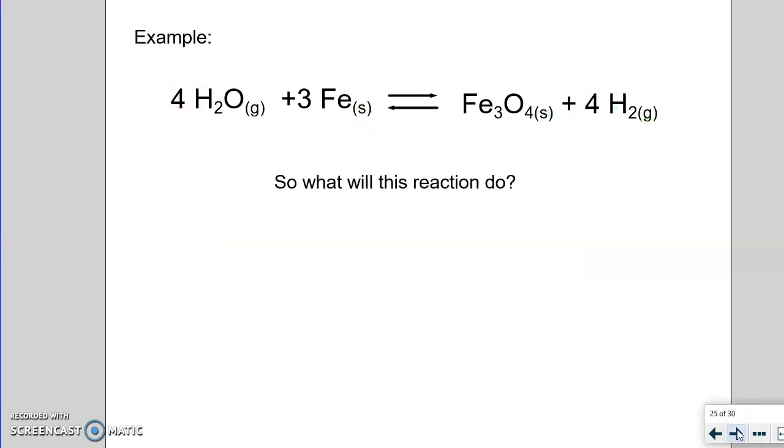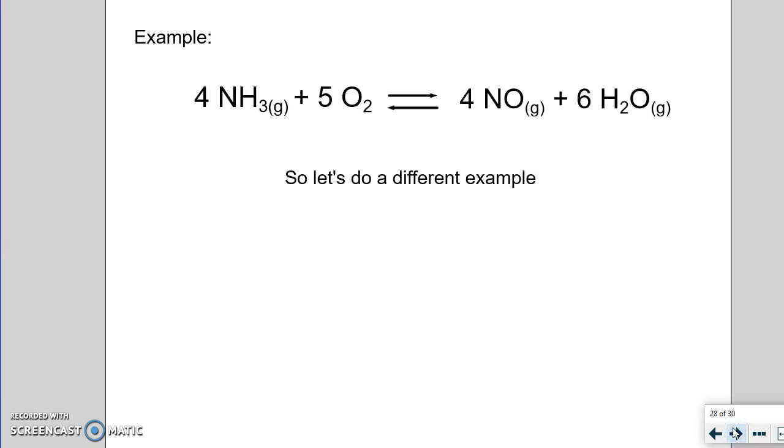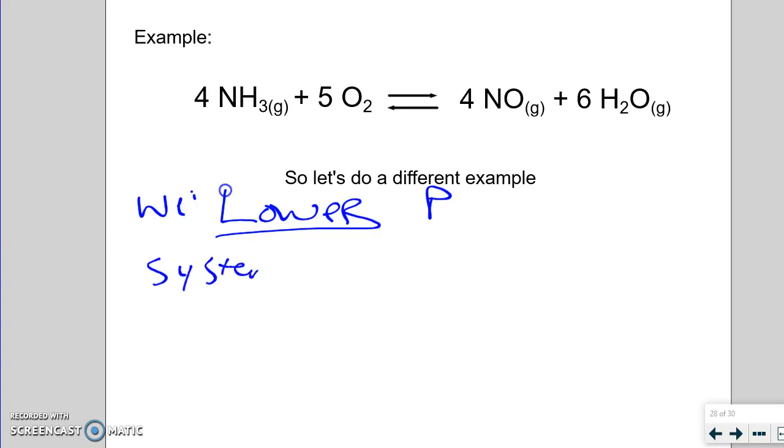So let's try, I guess, I got there in fewer slides than I had made. So let's try a different reaction. This time, let's lower the pressure on this system. If we lower the pressure, the system is going to raise the pressure.